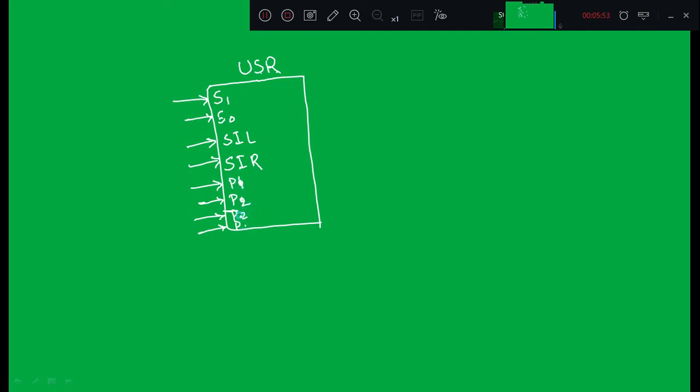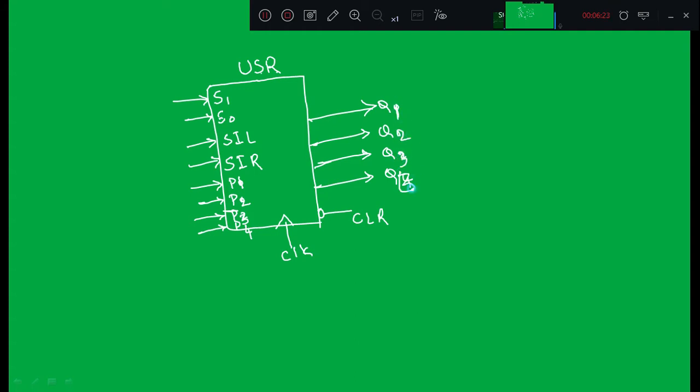It's left to you; numbering is not important. The concept is very important. Next, we require a clock, and we require one clear pin. An active low clear pin is needed to clear all the flip-flops at the same time, and we have a total of 4 outputs, which are the outputs of the 4 flip-flops, or you can take them as Q1, Q2, Q3, Q4. If the USR is available in the form of an IC, you will find all these pins for that particular USR. But it is not readily available.